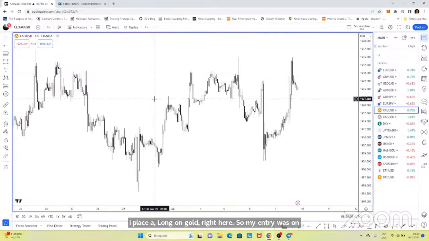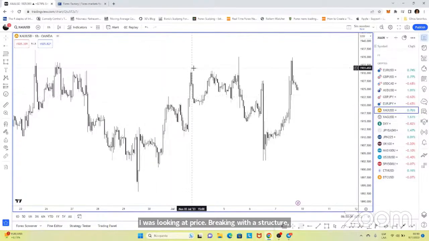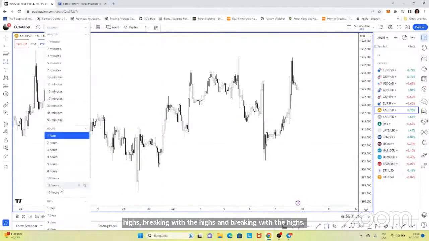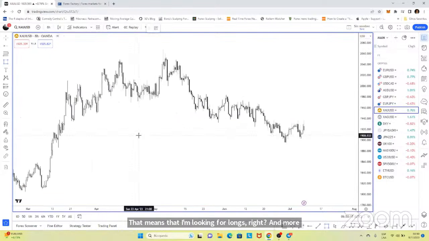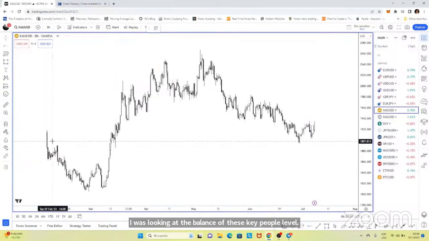I was looking at price breaking with the structure, changing the bias in this market, and breaking with the highs. That means that I'm looking for longs, right? And more so because I went to the 8-hour chart. I was looking at the bounce of this key pivotal level. So this is kind of a swing trade, right?